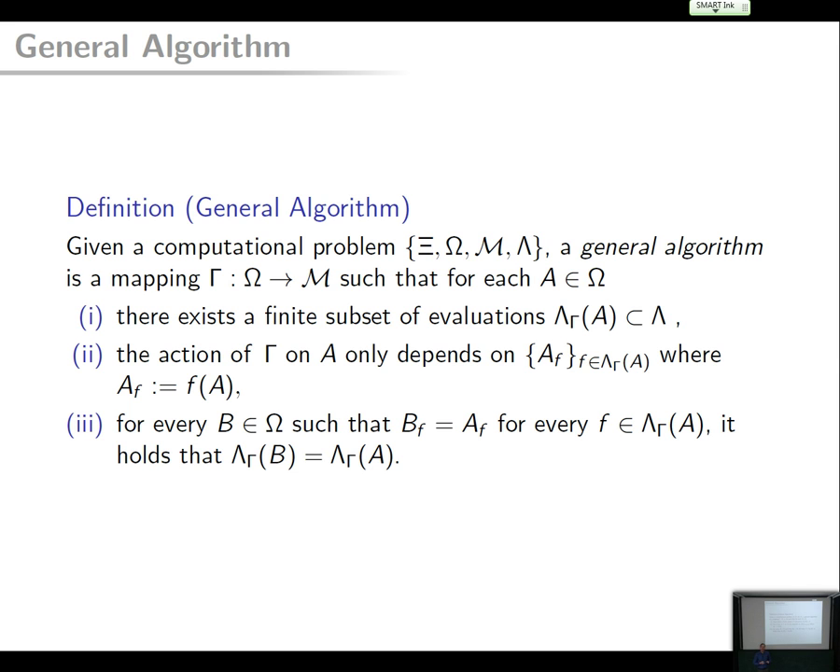But now I need a sort of consistency condition. So if f is in this evaluation set of my algorithm with an input a, and I compare that with another input, b, and it's the same, then I actually have to have the same amount of information. This is to make sure that I can't have it otherwise. Any algorithm.